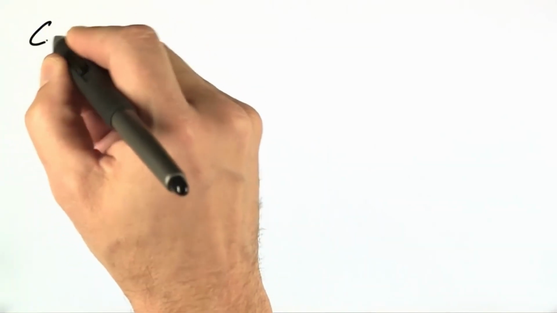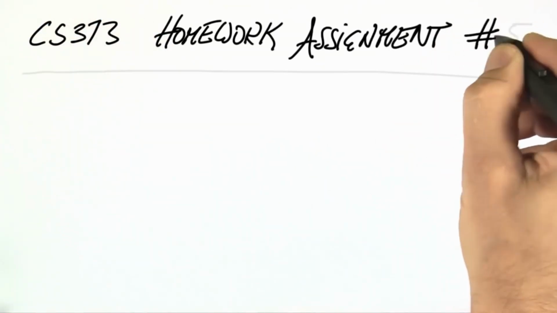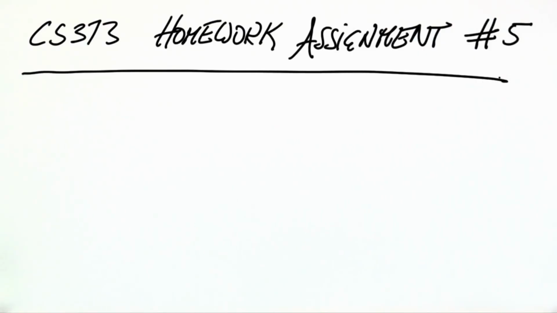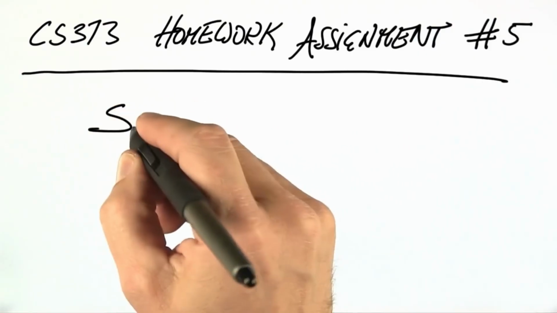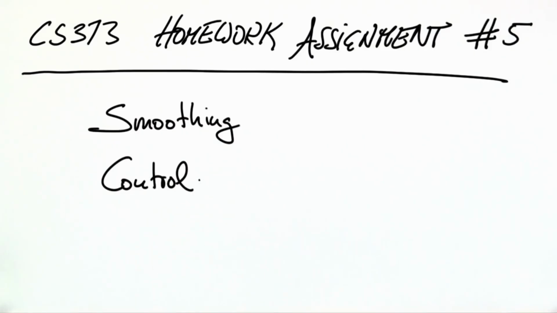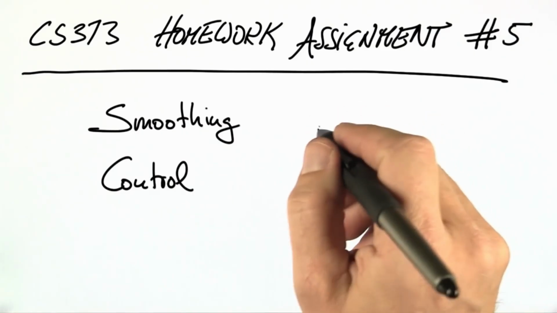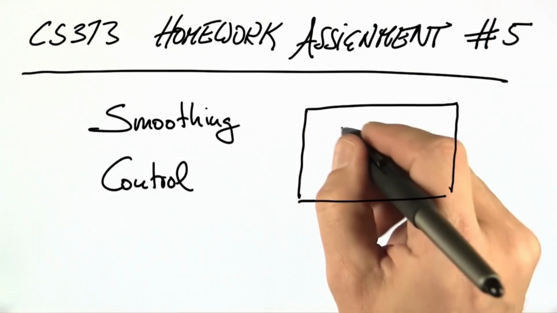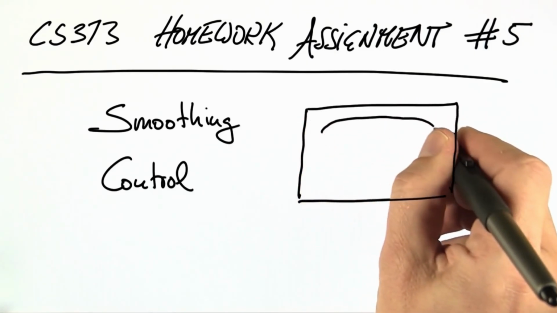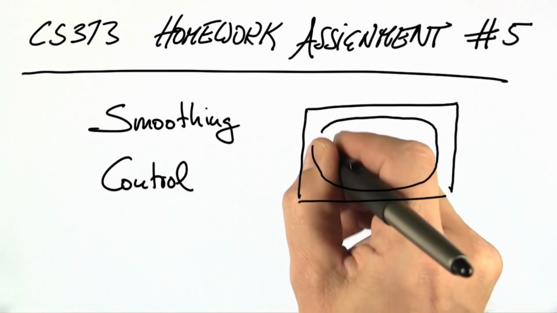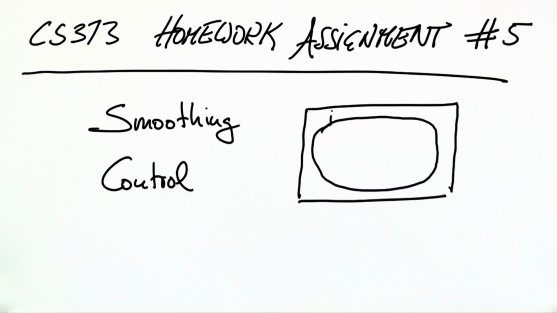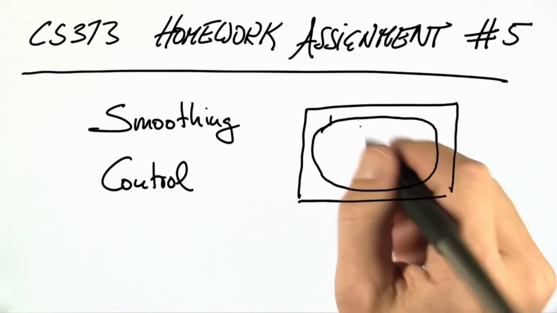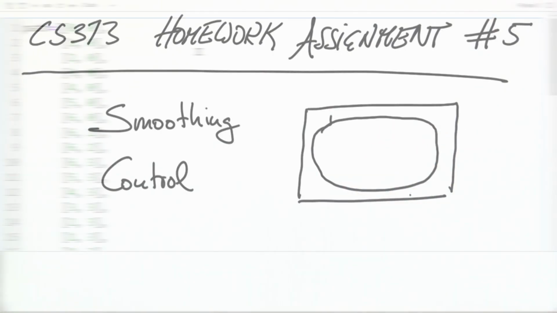So welcome to homework assignment number 5. Today I only have programming assignments, one on smoothing and one on control. And in both cases, we're trying to drive a car on a racetrack as fast as we can. Okay, you'll see in a minute what I mean by this. But think of the car going on an oval, just like that.